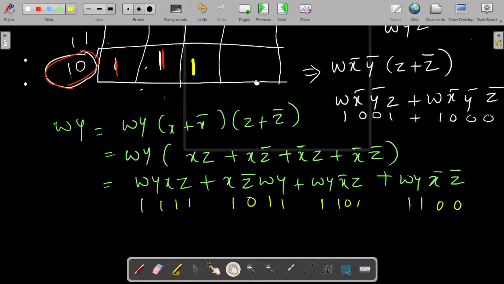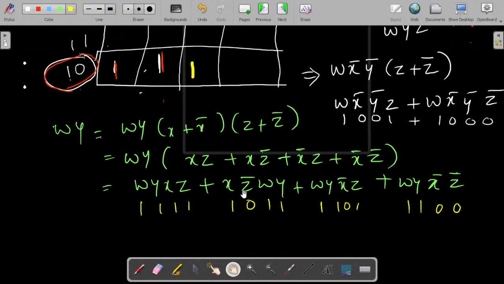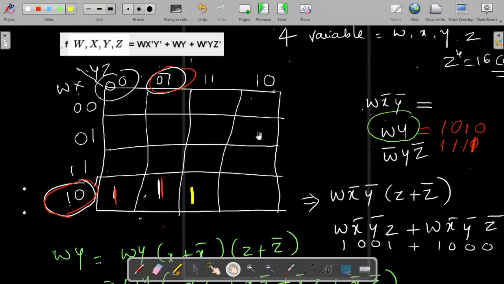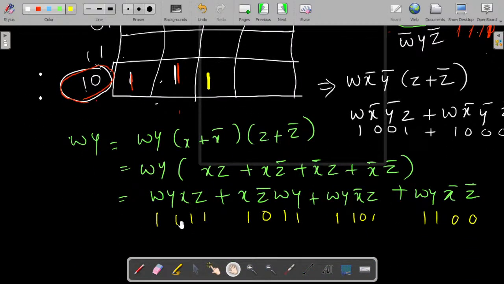1 0 1 1 means this particular one. Actually here I have written wrong. It should be w y x z bar. In this way you can consider w x y z, and with respect to that you can fill.